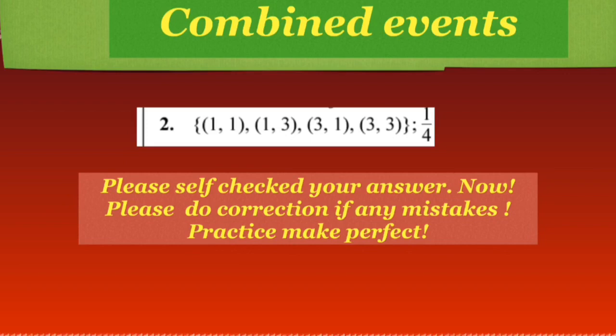So let's discuss the answer. The answer must be in a set form. With a bracket, (1, 1), (1, 3), (3, 1), and then (3, 3). Okay, you must list out all the possible outcomes in a set form. Then you have to find your probability. So you can take 4 over 16, which is equivalent to 1 over 4. Okay?